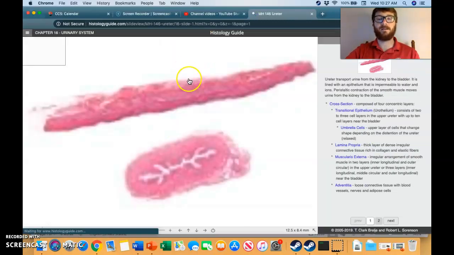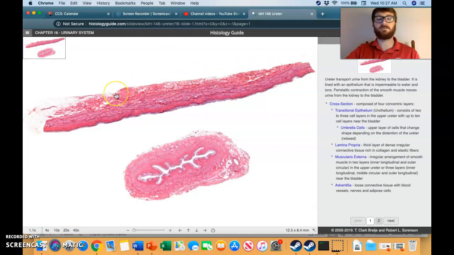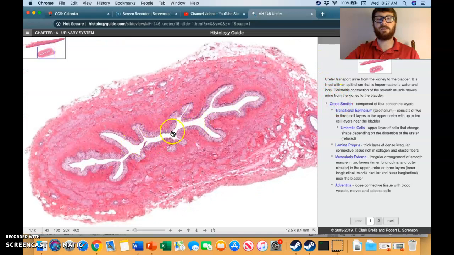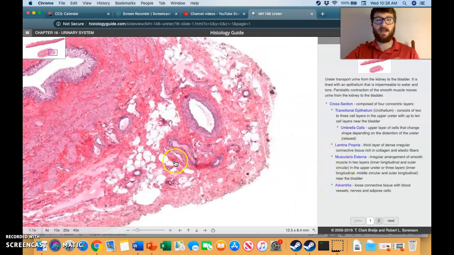Here's the ureter, the tube which leads urine to the urinary bladder. This is the cross section. You can see the path which the urine can take. You have here the adventitia, which I don't know if we talked about or not, but generally adventitia deals with the loose connective tissue, particularly the outside of those tissues.